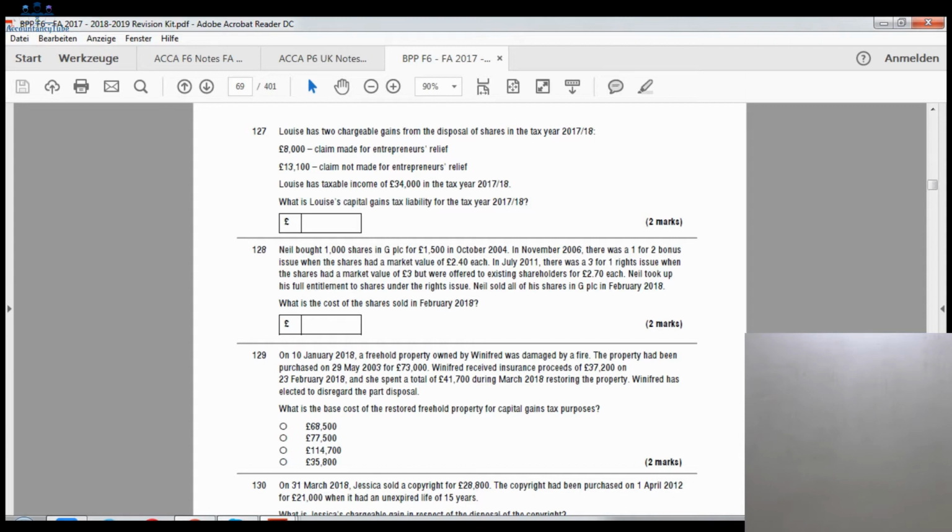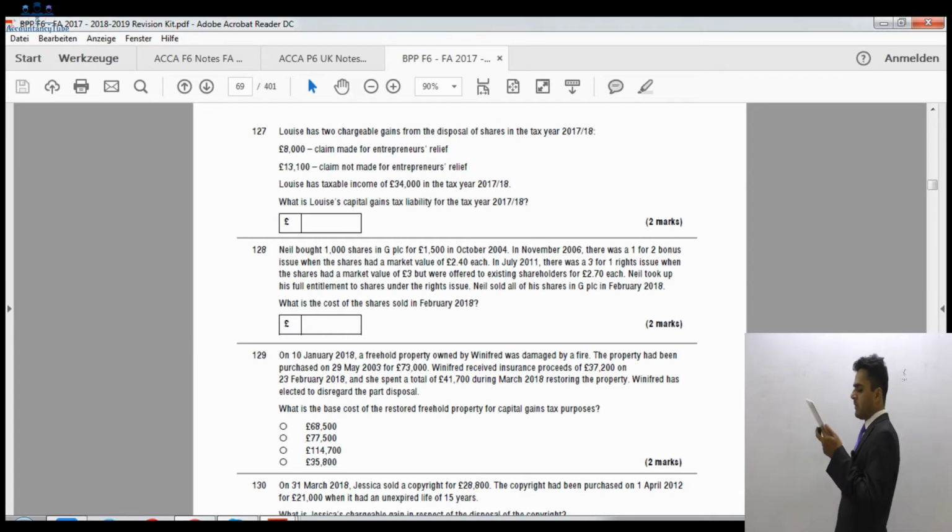Now first of all, Neil bought 1,000 shares in GPLC for £1,500. So 1,000 shares was bought for £1,500. Just keep writing these down so that we will have an idea. So 1,000 shares, cost was £1,500.